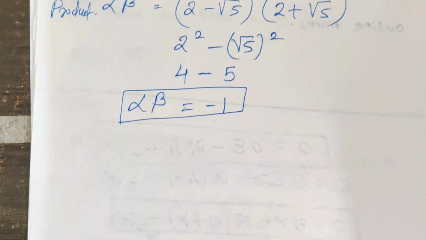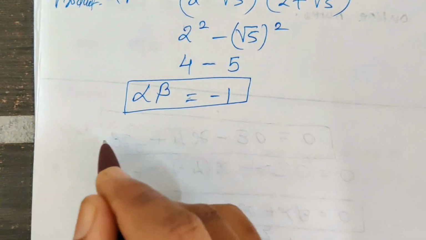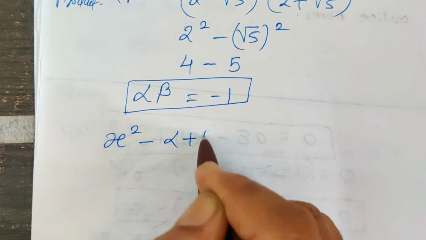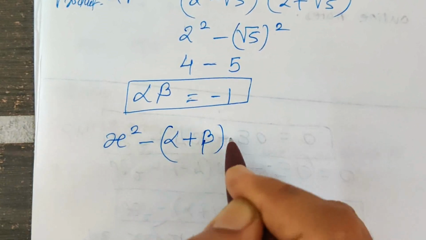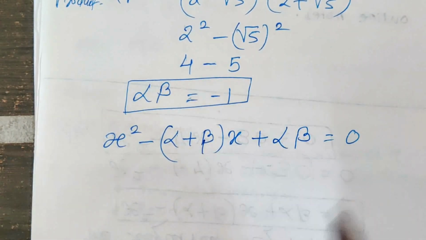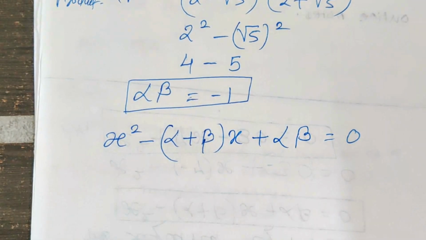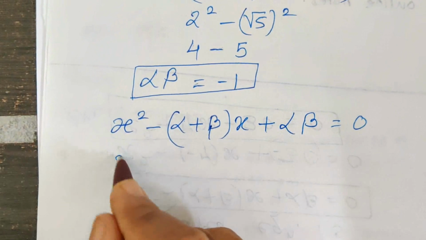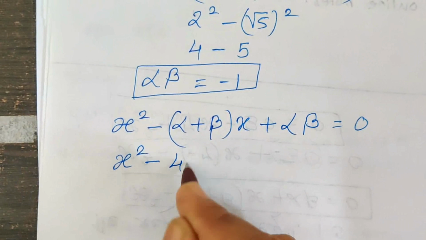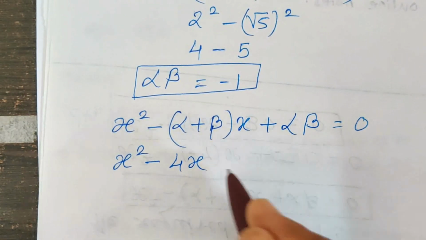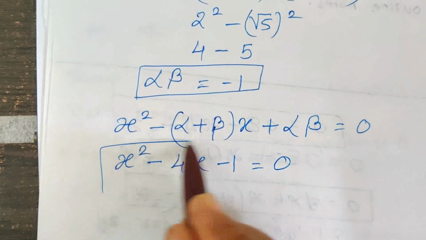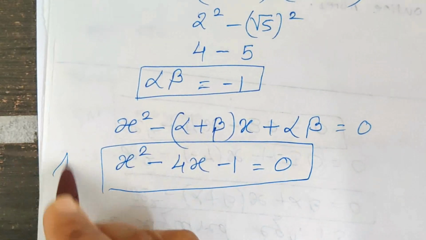Now put the values in the required equation. The equation is x square minus alpha plus beta times x plus alpha into beta is equal to 0. Just put the values in this. x square minus 4x, alpha into beta is minus 1, so minus 1, is equal to 0, and this is the required equation.